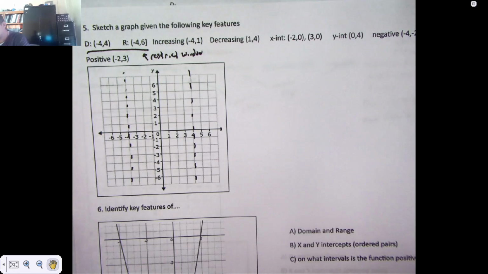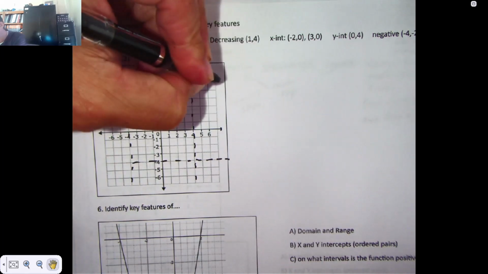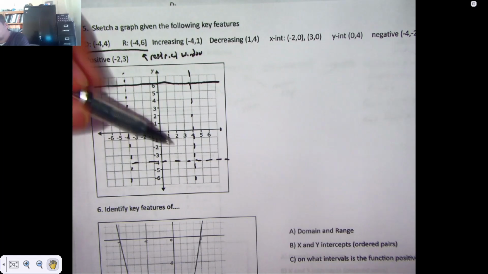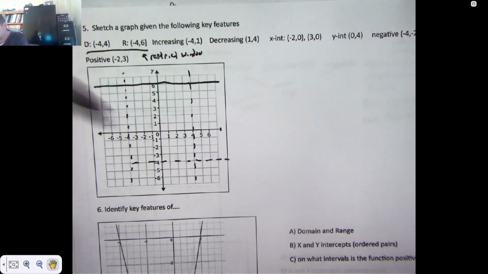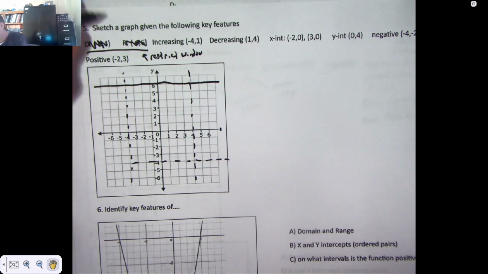The range is -4 to 6. That's a parenthesis on the -4, but on the 6, it's a solid line. Whatever I draw is going to be drawn in here. Okay? I've talked about that, so I'm going to throw it away.